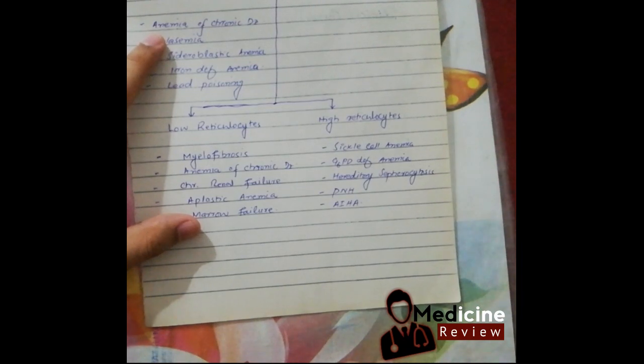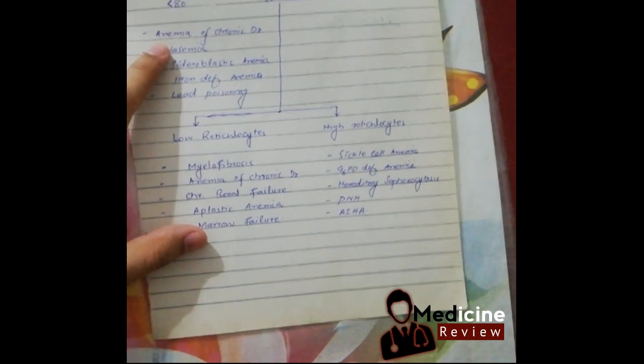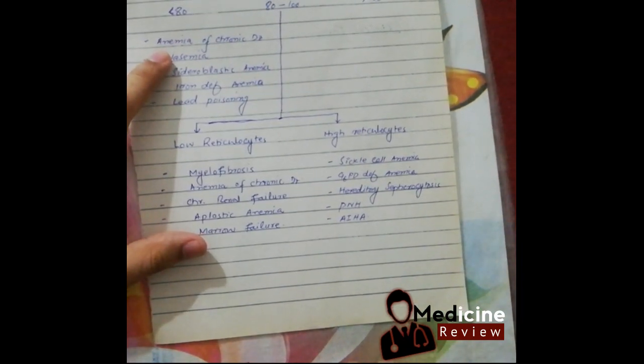Another is if the MCV is more than 100. It is very easy to remember that whenever there is folate or B12 deficiency, there will be an increased MCV of more than 100. So these two will lead to these diseases.